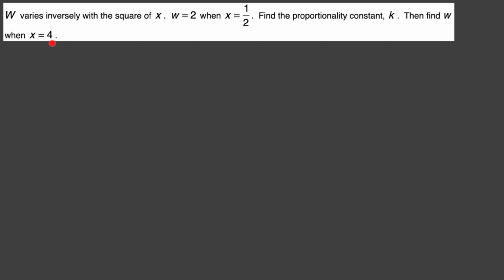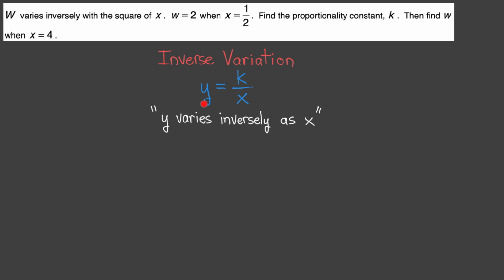So what does it mean when one variable varies inversely as another? Here is the equation. In general, y equals k over x. Notice k is always on top, the constant. Now this reads y varies inversely as x. In this problem, though, it says w varies inversely with the square of x. So what is the equation for this sentence?